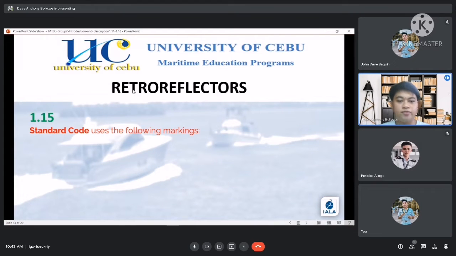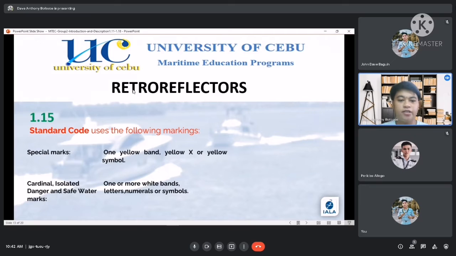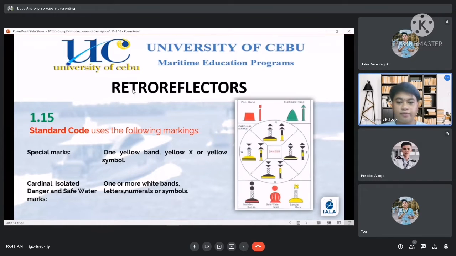Standard code uses the following markings. Special marks: one yellow band, yellow X or yellow symbol. As you can see in the picture, it is clearly demonstrated. Cardinal, isolated danger, and safe water marks: one or more white bands, letters, numerals, or symbols.